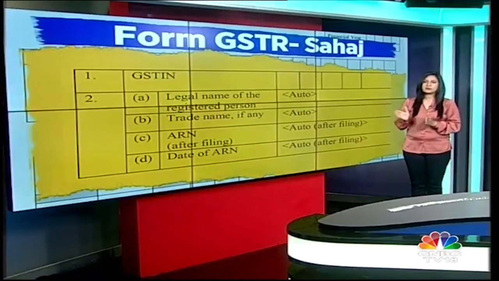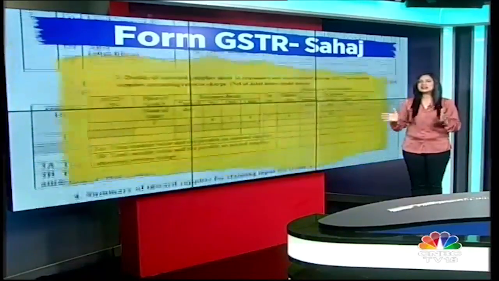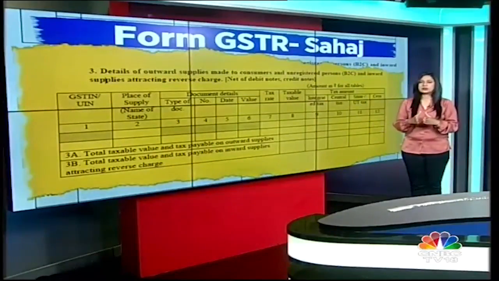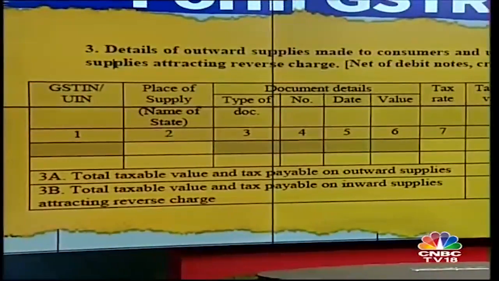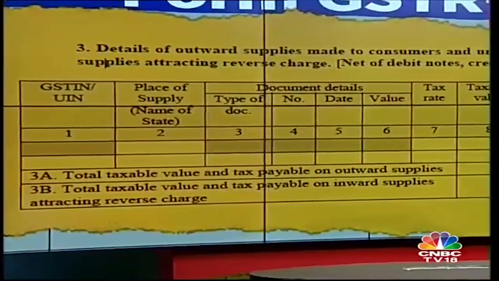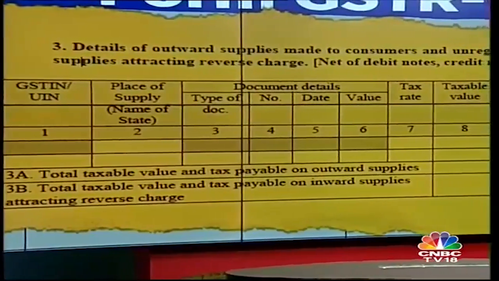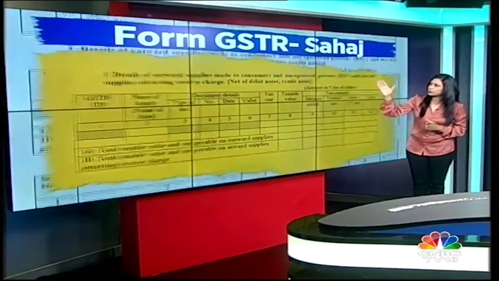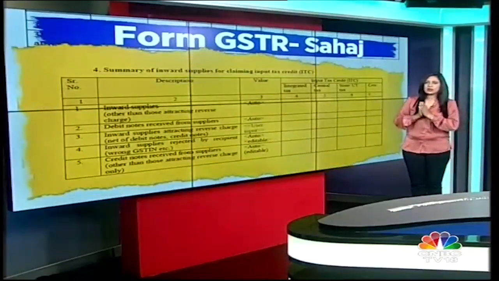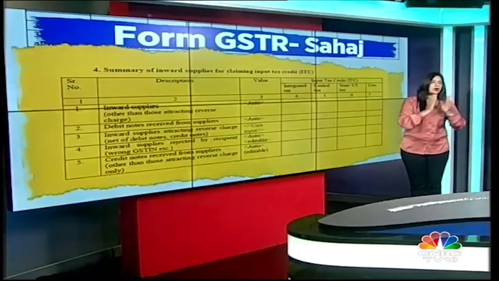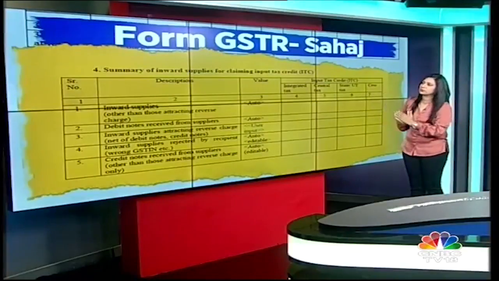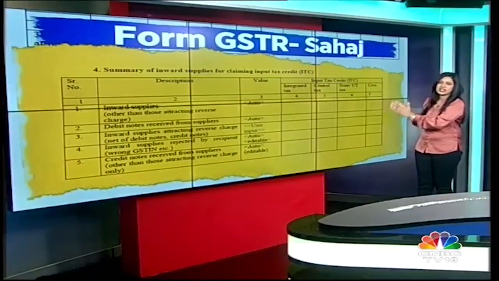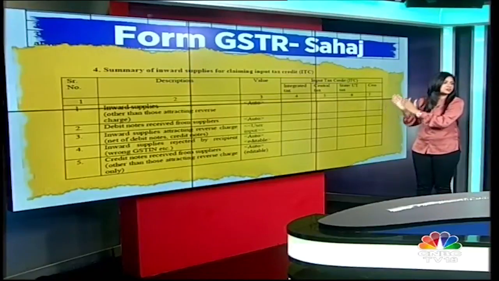Under Sahaj, a form which is basically designed for taxpayers who sell directly to consumers. They can file quarterly returns also as per their choice, but they will have to pay taxes on a monthly basis. This is how the Sahaj form looks, and we could also now go back to Mr. Sinha, who can explain this for us.